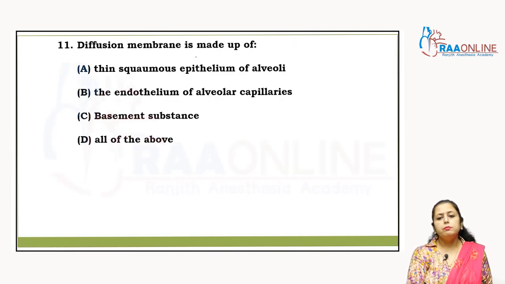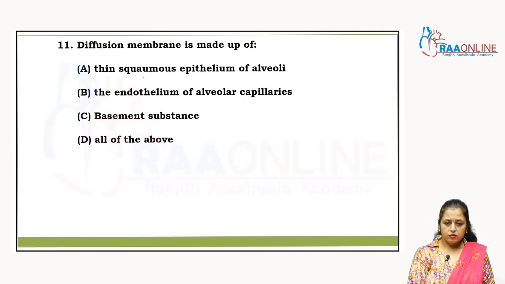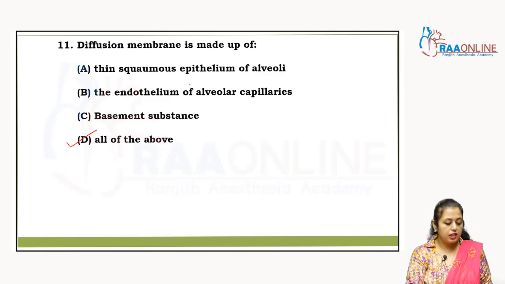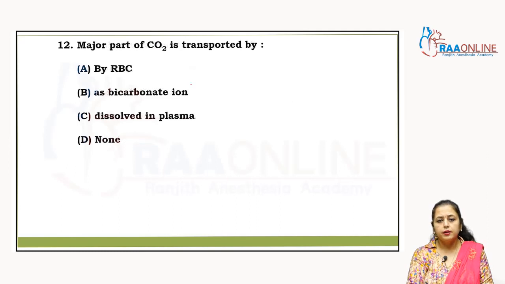Now the diffusion membrane is made up of what? The diffusion membrane is made up of the thin squamous epithelium of the alveoli, the endothelium of the alveolar capillaries, and the basement membrane. That means the answer is all of the above. All these three layers form the diffusion membrane, whose thickness is less than 1 millimeter, right?